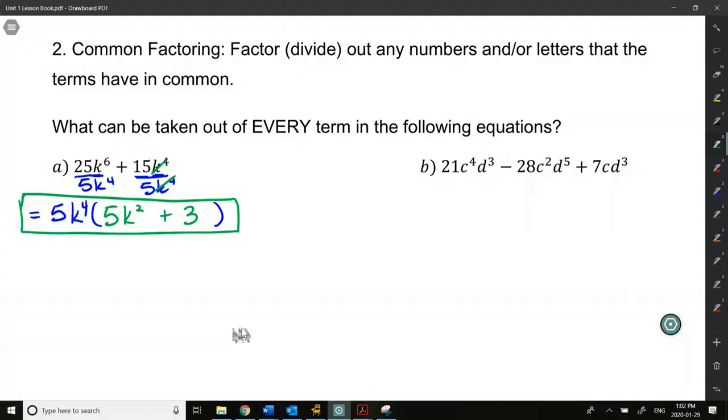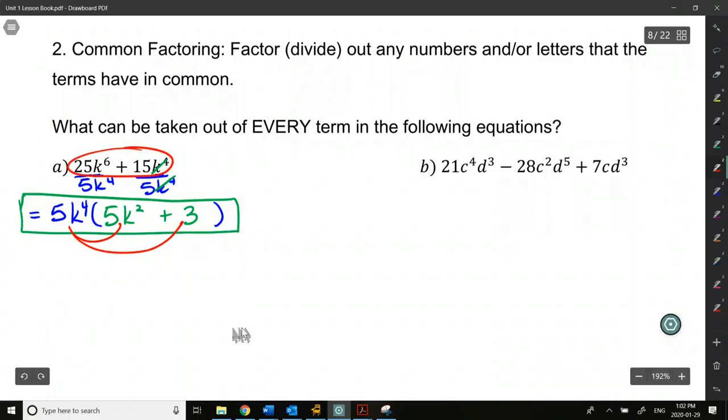How can you check your answer for stuff like this? Yeah, if I distribute this back in, I should get back what I started with, right? Okay, let's look at the next one.